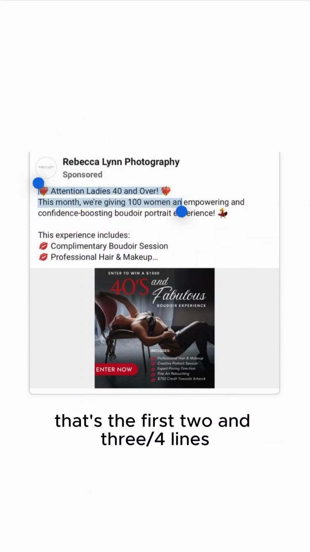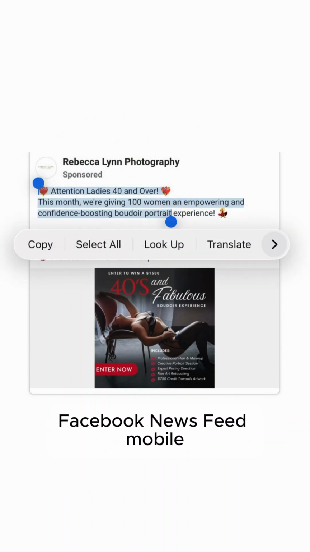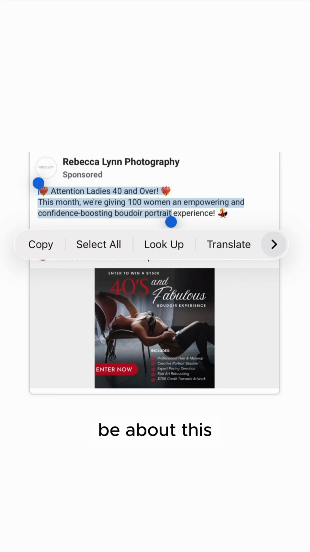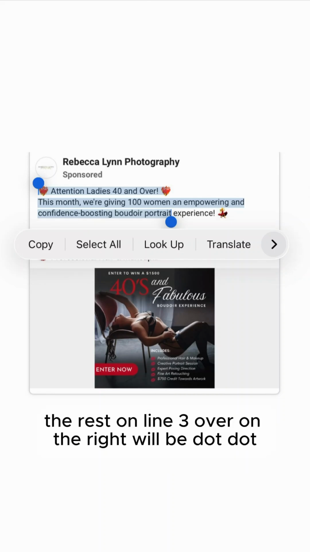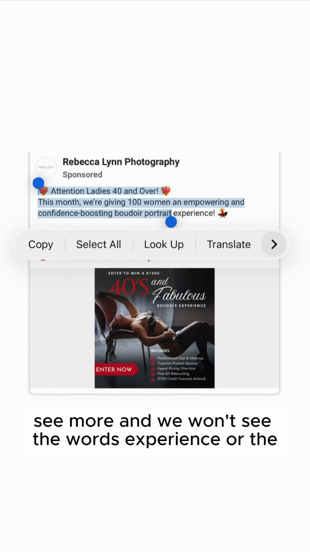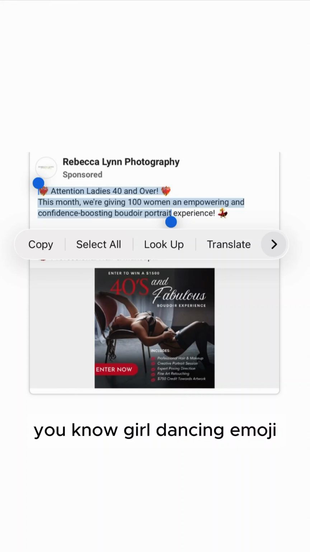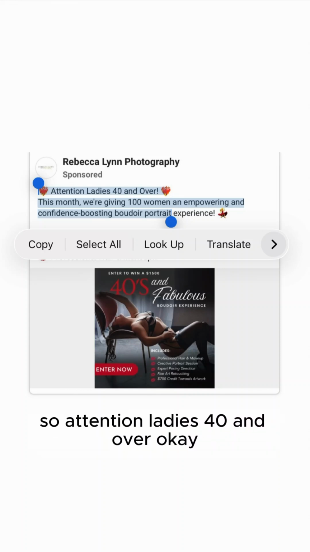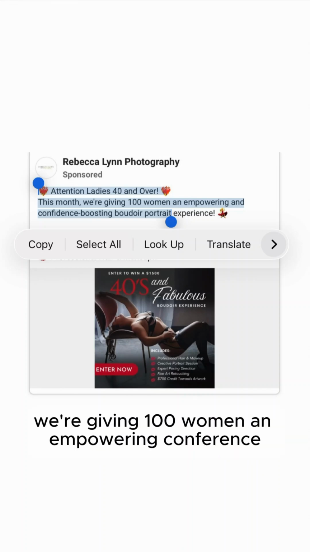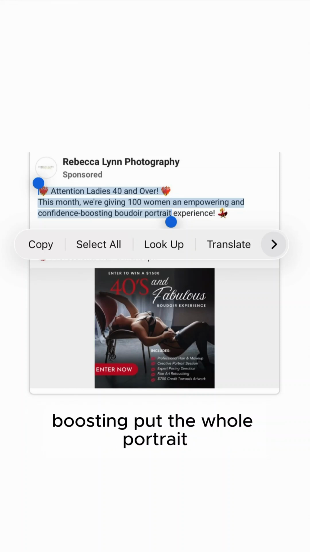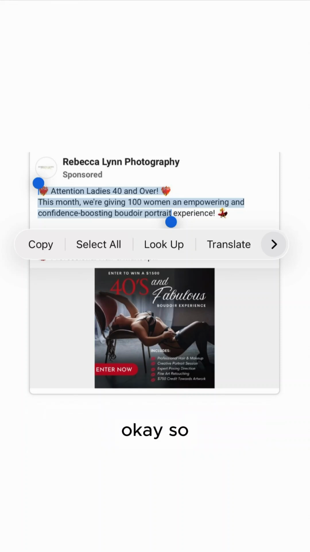Then we're going to go look at the See More headline. That's the first 2 3/4 lines on the Facebook newsfeed mobile. The rest on line 3 over on the right will be see more. And we won't see the words experience or the girl dancing emoji. So: attention ladies 40 and over. Okay. This month we're giving 100 women an empowering, confidence boosting boudoir portrait. Okay.